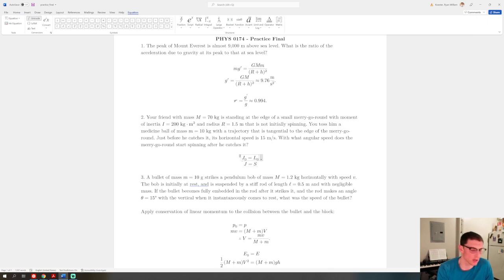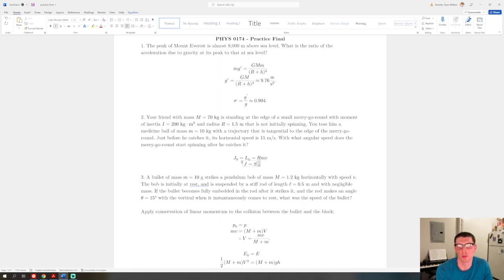And here, this is just RMV, right? Because I said in the problem statement that it has a trajectory that's tangential to the edge of the merry-go-round, right? So we're used to having the sine of theta term in there, but in this case, sine of theta is just sine of 90 degrees, which is 1, right? So this is all we have for the initial angular momentum.